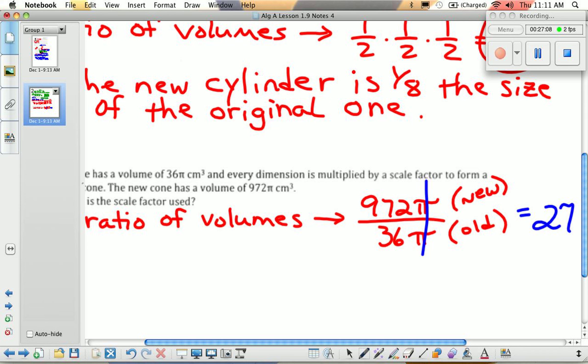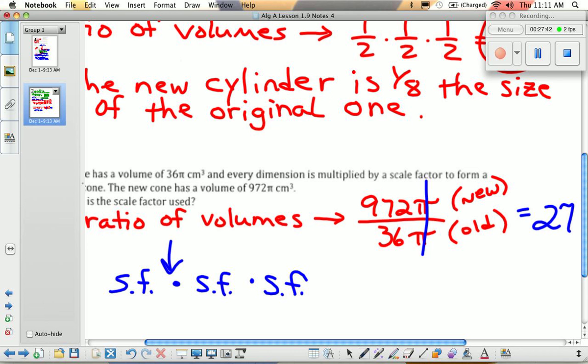Scale factor. Is that our scale factor? No. What do you think? Is that our scale factor? No. No, what do we have to do? Remember, the ratio of volumes is the same as, let's just call it SF for now, scale factor times the scale factor times the scale factor. Isn't that what we do? Yes. Scale factor times itself 3 times is the ratio of volumes.